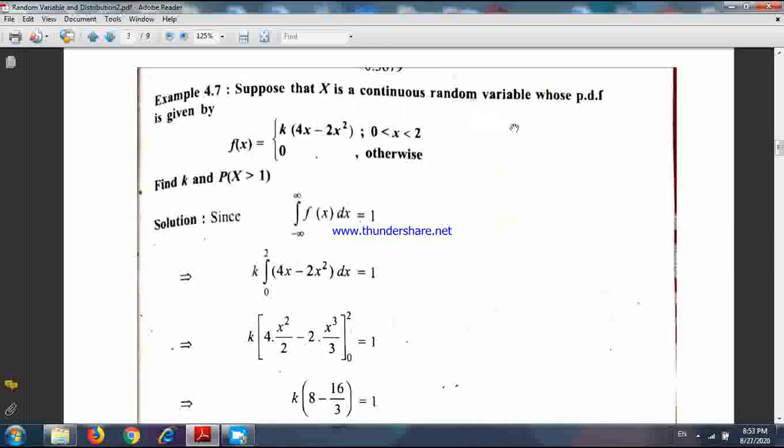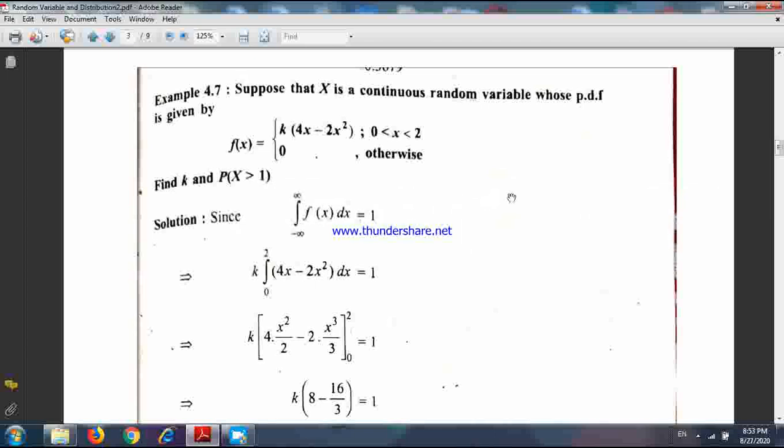Another example, x is a continuous random variable. It's clearly mentioned here. Now discrete or continuous can be understood by looking at the possible values of x. If selected values of x are given, the case is discrete, and if an interval is given, then definitely the variable is continuous. So here x is a continuous random variable whose PDF is given as k into 4x minus 2x square. k is an unknown constant. Find k and the probability x greater than 1.